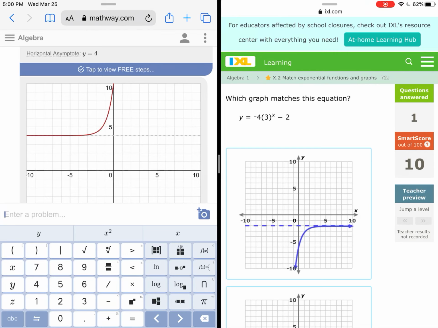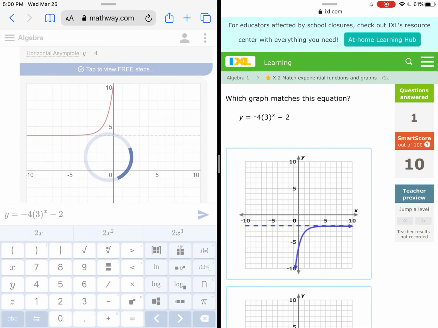See, this one's a little bit easier because now they just give you one equation and you have to choose the correct graph from there. So go into your Mathway. I'm going to type in that equation now. Y equals negative 4 parentheses 3 exponent x minus 2. Hit enter.